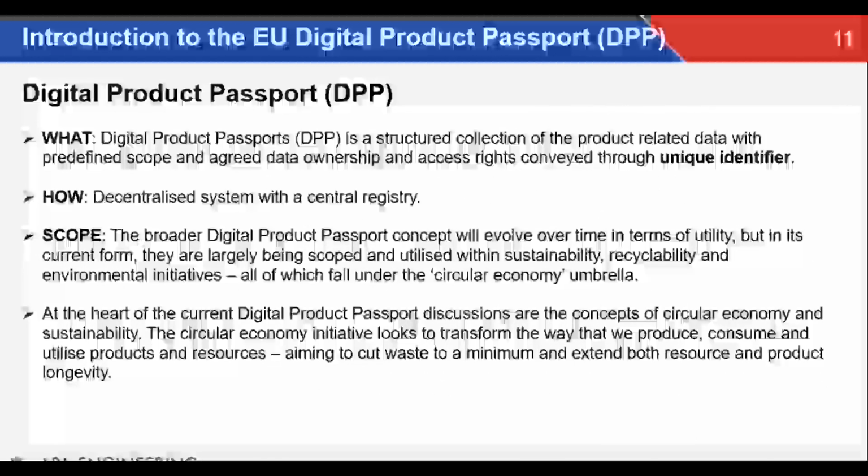The definition of the digital product passport: it is a structured collection of product-related data with a predefined scope, which is to be defined in the delegated act, with agreed data ownership and access rights for selected stakeholders through a data carrier and a unique identifier. The digital product passports will be a decentralized system. There will be a registry with the Commission, which will include the key identifiers for the product, but the full data will only be available with the economic operators.